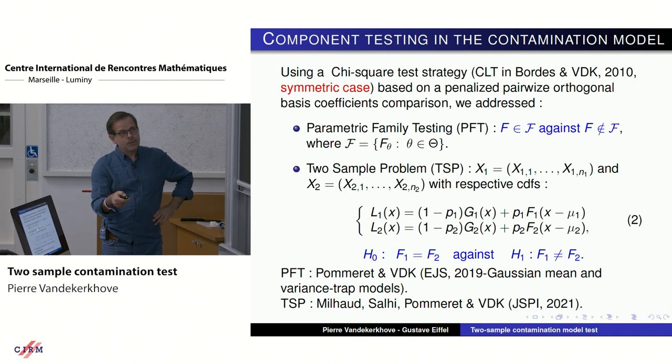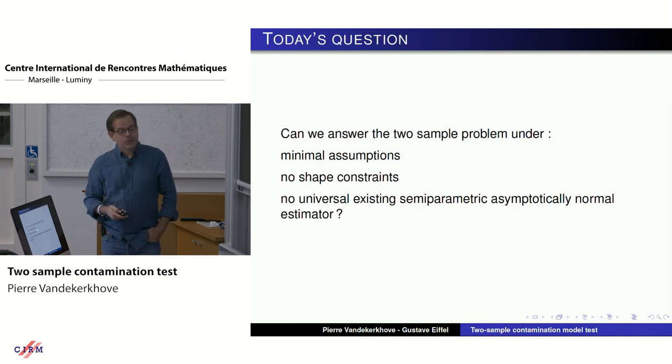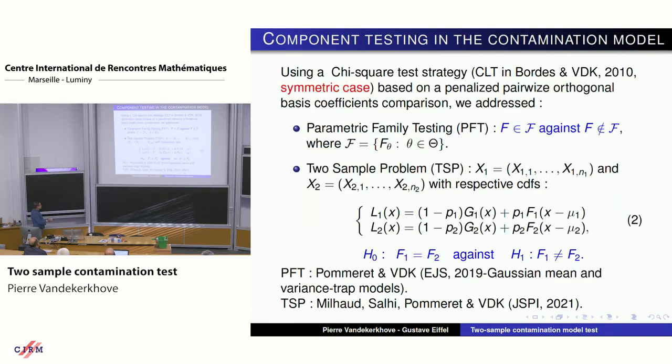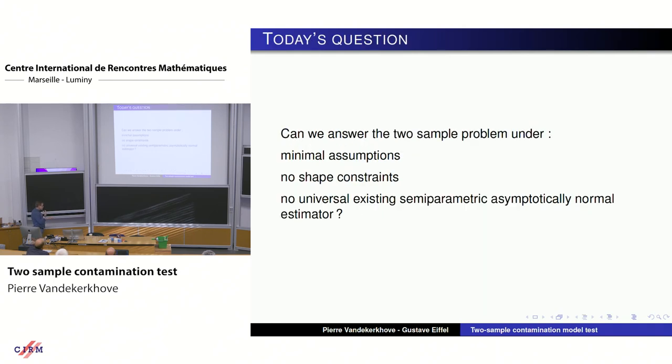But again, we did this test based on the result I presented earlier, based on the symmetry. So F1 and F2 are supposed to be symmetric, and you try to test if F1 is equal to F2 up to a location parameter, okay? But again, the symmetry plays a very strong role in our results. So our dream now would be to be able to do the previous work, but without assuming the symmetry anymore. So basically doing things like Patra and Sen did in their paper. So we don't want any shape constraints if we can, minimal assumptions, knowing that there is no semi-parametric asymptotically normal estimator in that case, okay?